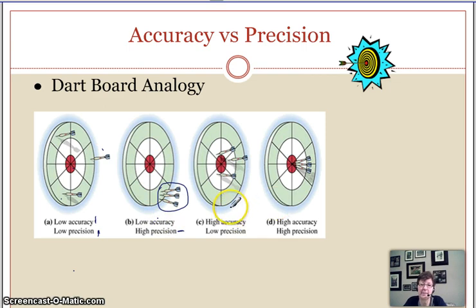In the third example, now the darts have landed pretty close to the bullseye, so that counts as high in terms of accuracy because they're trying to hit the standard mark, but they aren't close to each other. So that's low precision. And the last scenario has all 3 darts in the bullseye, so high accuracy, and then they're also close to each other. So that would qualify as high precision also.